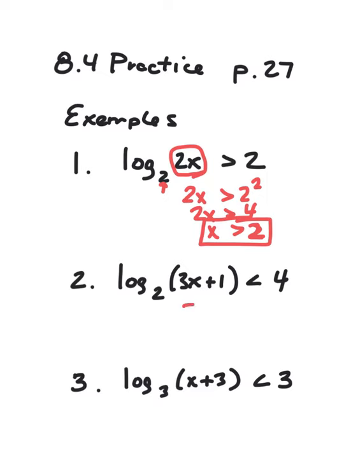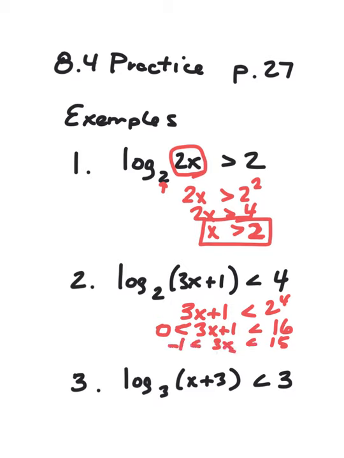In number 2, the 3x plus 1 will need to be less than 2 to the fourth power. So 3x plus 1 would have to be less than 16. All right, I also know that 3x plus 1 cannot be negative, so it has to be greater than 0. So I form a compound inequality. If I solve this, I would subtract 1 from all 3 parts. I would divide by 3. And my answer would be x between negative 1/3 and 15/3.